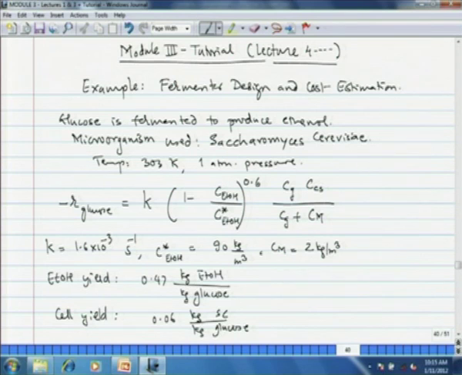Ethanol yield has been given as 0.47 kg ethanol per kg glucose consumed, and the cell yield is 0.06 kg Saccharomyces cerevisiae per kg glucose consumed. Cell yield means basically the amount of cell that gets deactivated or killed. We have to answer 3 questions in this.